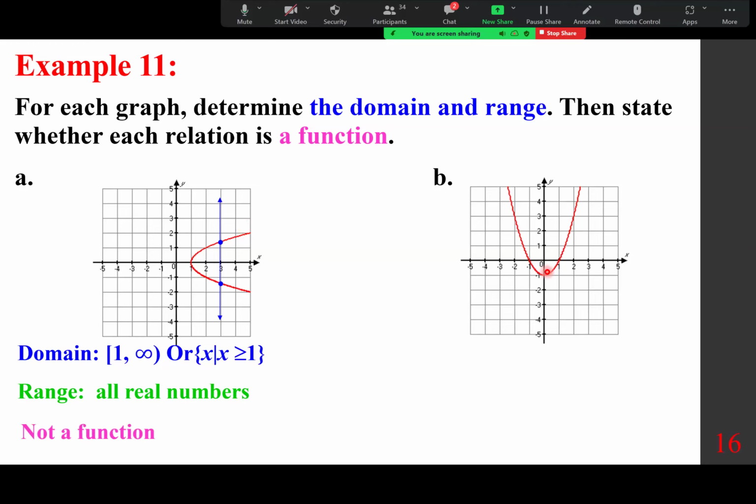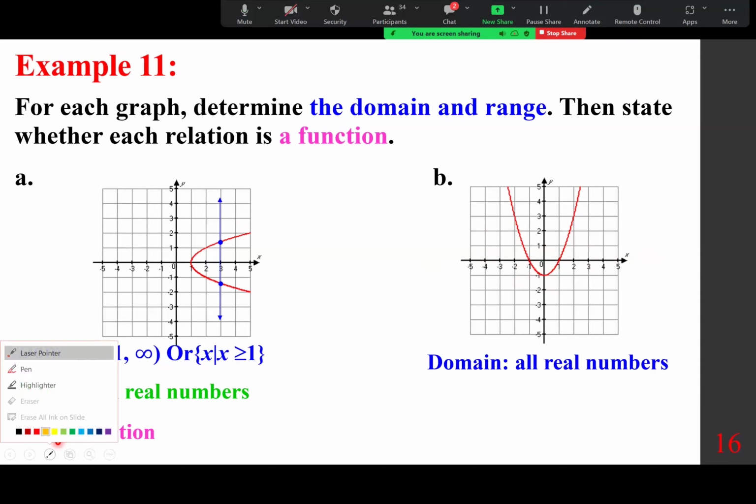In this case, you want to lay it down along the x-axis. This portion covers the positive side. This portion covers the negative side. Domain is all real numbers. You can write all real numbers or negative infinity to positive infinity. What about the range? It's just this.